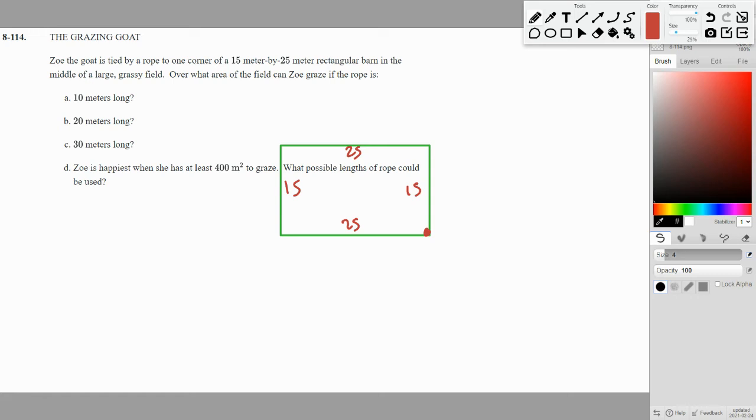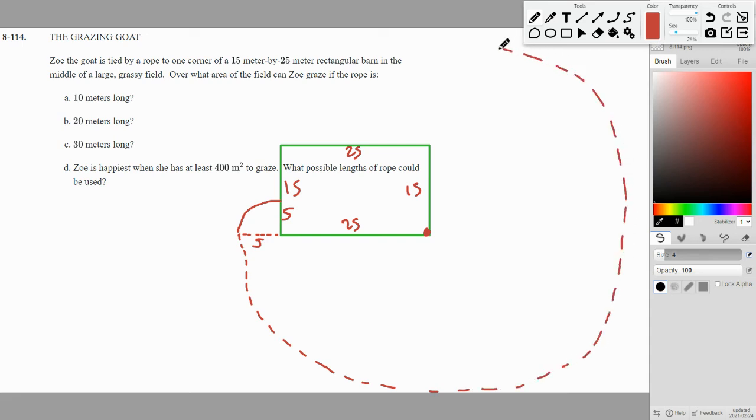So if it's a 30-meter long rope, it's going to go past this length here. And this radius here is going to end up being 5 again, because if the rope is 30 meters long, this is where that 5 radius comes in again. And so the goat is only able to travel over here on this side. So this is also a length of 5.